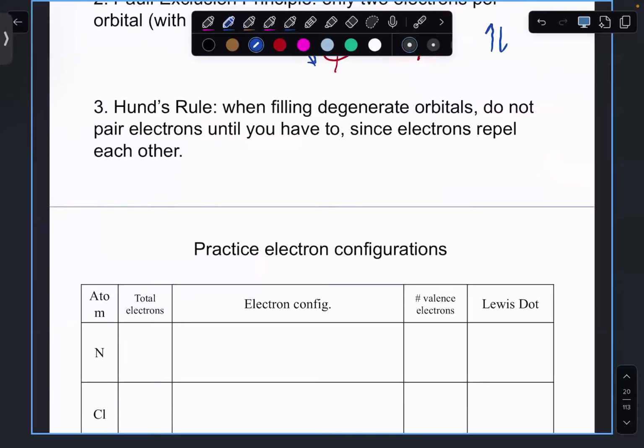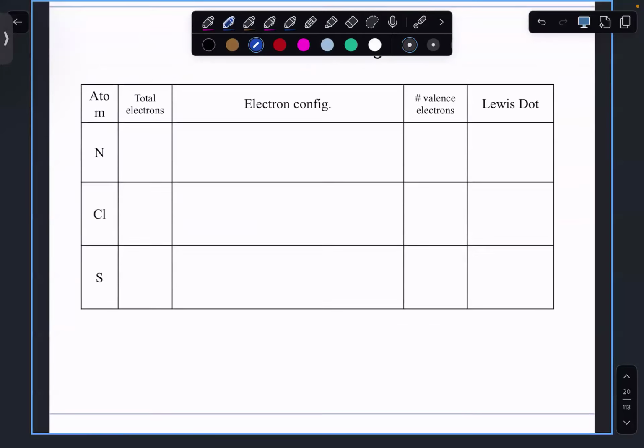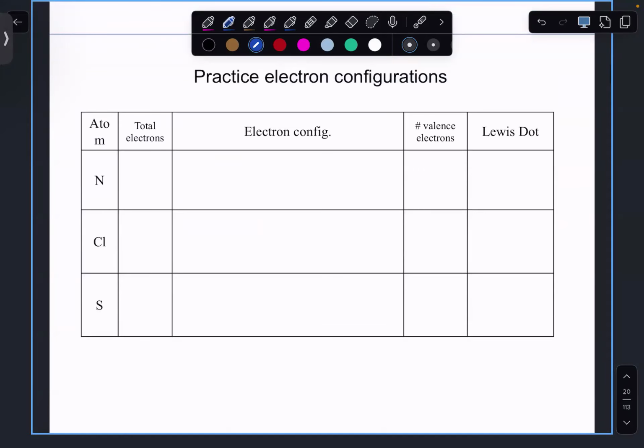Okay, so let's go ahead and look at a couple other examples. Let's do nitrogen. Actually, let's skip nitrogen. Let's do some of these bigger ones. Nitrogen is pretty much the same as oxygen. Let's do chlorine and sulfur. So, total number of electrons of chlorine, the periodic table tells us that, is 17.